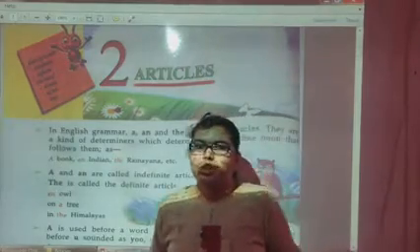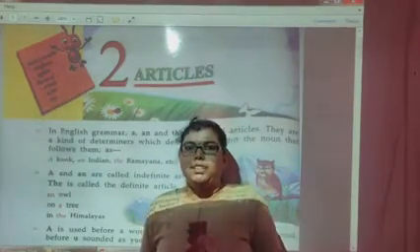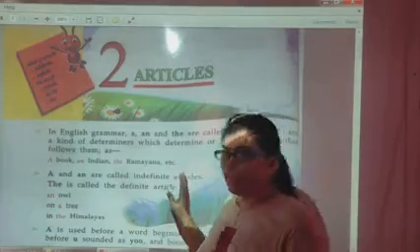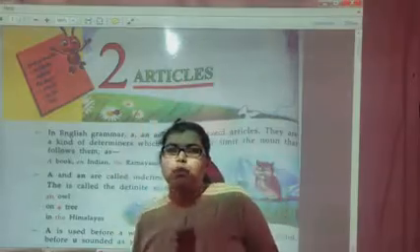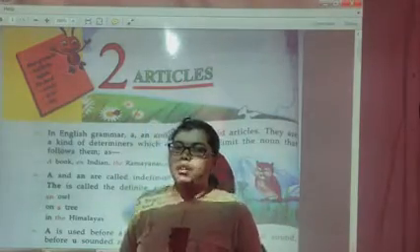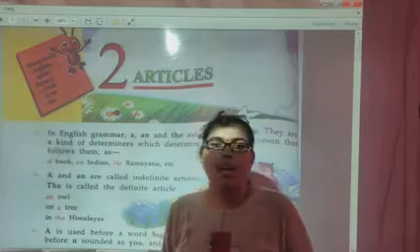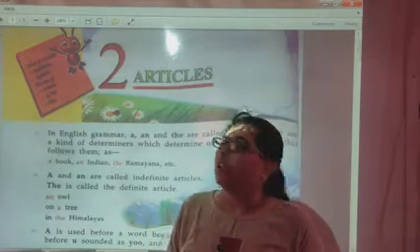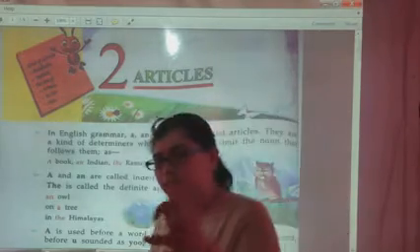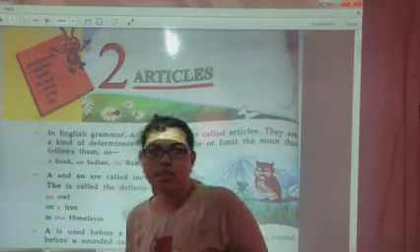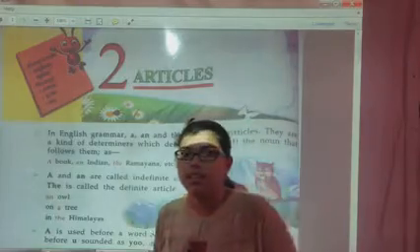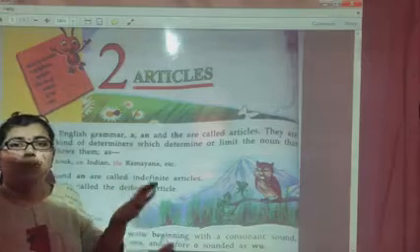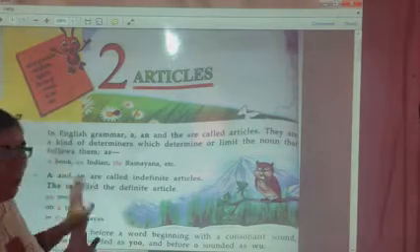Last week we studied nouns and pronouns. That chapter is finished. Now we will start with the second chapter, and the name of the chapter is articles. In this we will study kinds of articles, that is definite articles and indefinite articles. Now there are three articles in English grammar: a, an, the. These are the articles. They show us the limit of the noun.